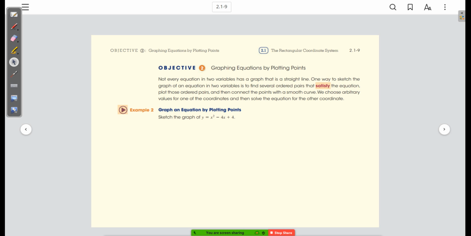Alrighty, example 2. So this reads, not every equation in 2 variables has a graph that is a straight line. One way to sketch the graph of an equation in 2 variables is to find several ordered pairs that satisfy the equation. Plot these ordered pairs and then connect the points with a smooth curve. We choose arbitrary values for one of the coordinates and then solve the equation for the other coordinate. So what does that mean? We'll snip the whole thing here.